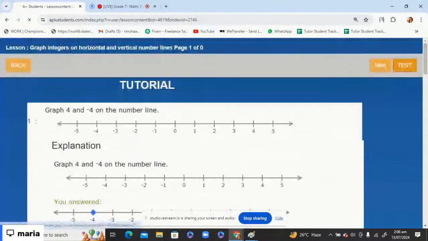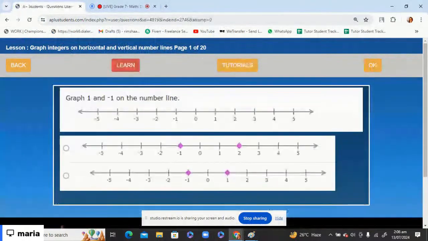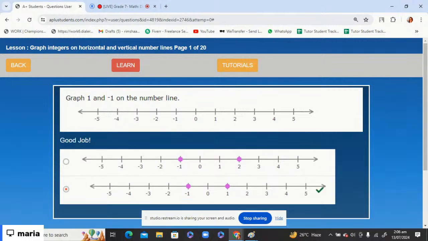So let's do the test questions. Graph 1 and negative 1 on the number line. So where is the 1 and negative 1? Check it out everyone and then tell me where it lies. In the first one, this is negative 1 and 2, because this mark is on 2. But in the second one, it's negative 1 and positive 1. Positive 1 is right side from the 0, and negative 1 left side from the 0. And we mark 1 and negative 1. So here is the second option.